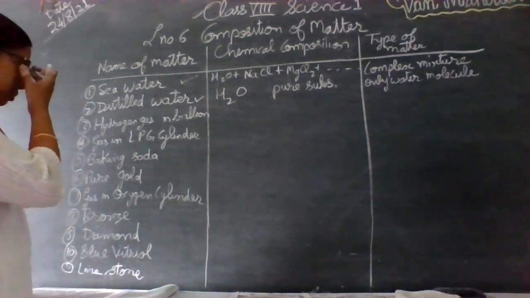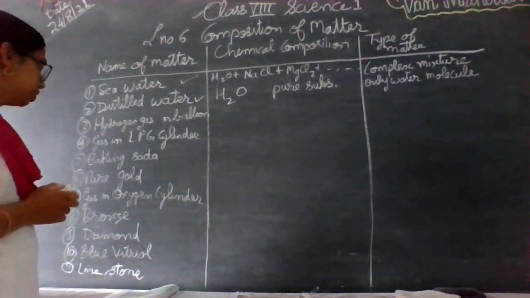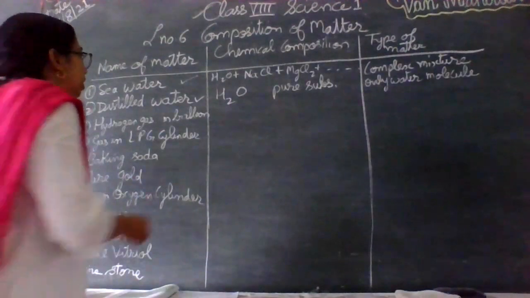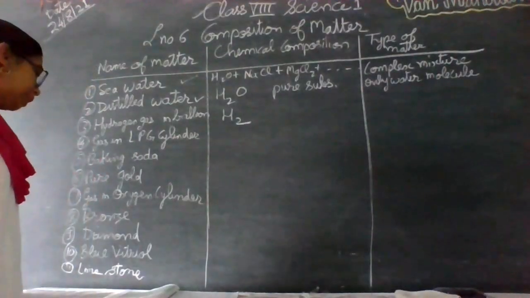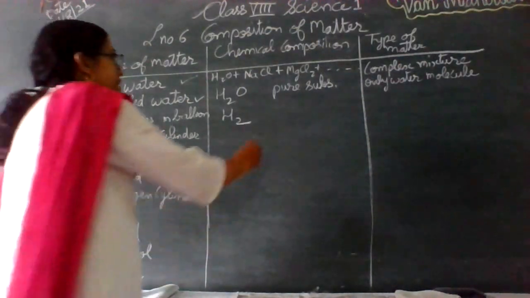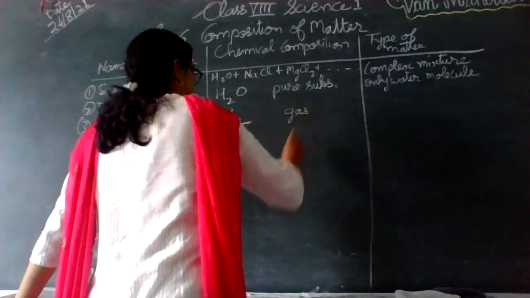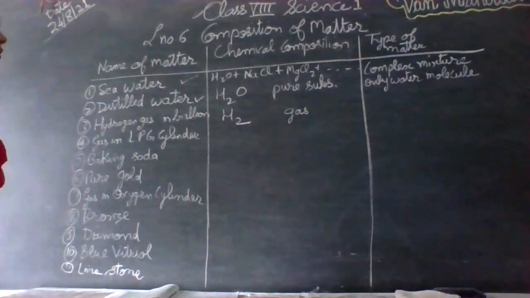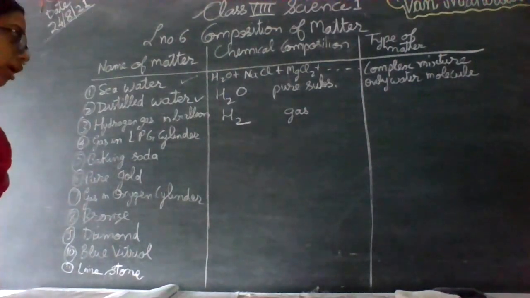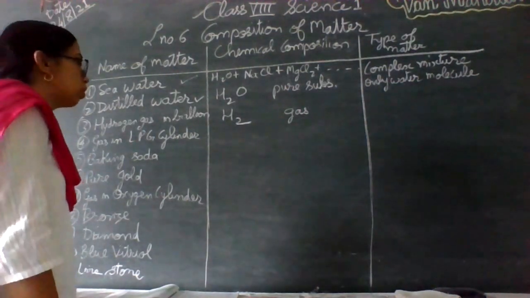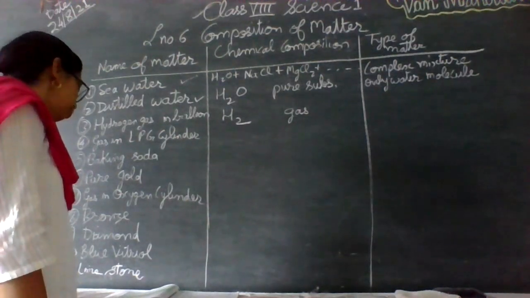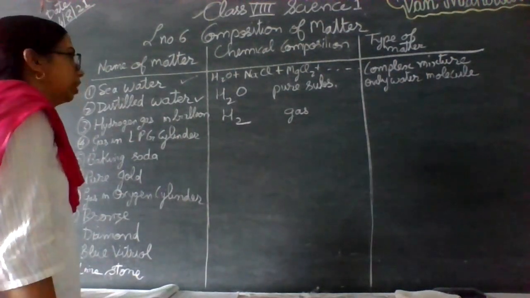The third one is hydrogen gas that is filled in a balloon. Now hydrogen gas alone is in the elemental form, in gaseous form, and that makes the balloon lightweight to be carried up in the air, and it is filled with only hydrogen gas. Therefore hydrogen is a pure element, we can see.